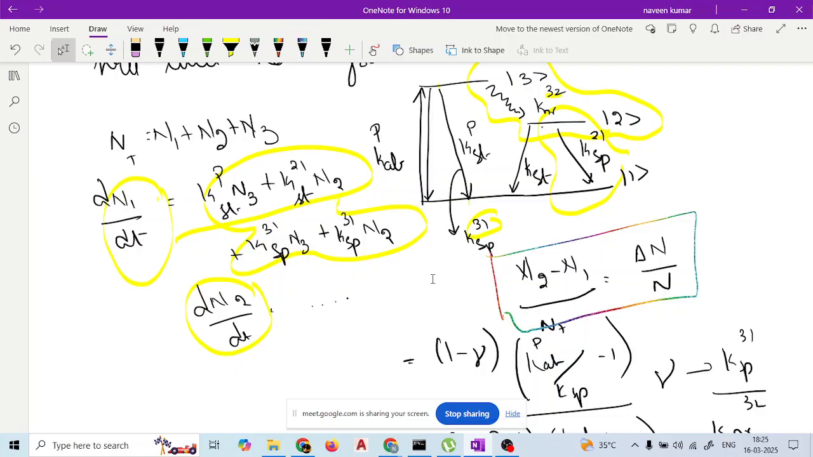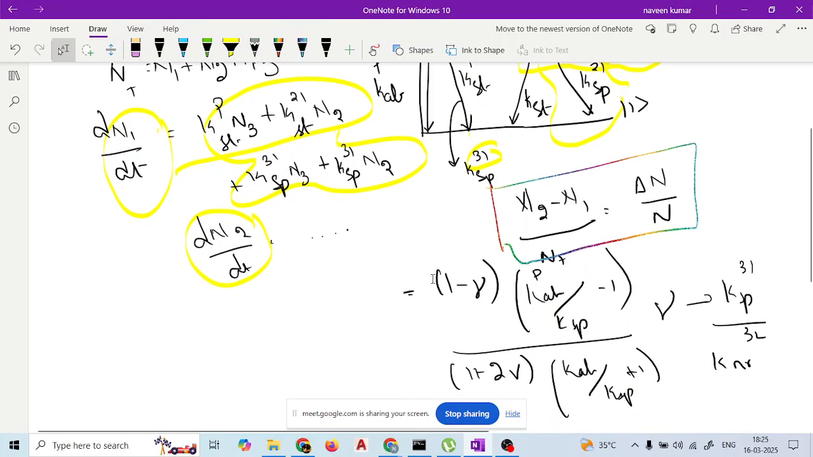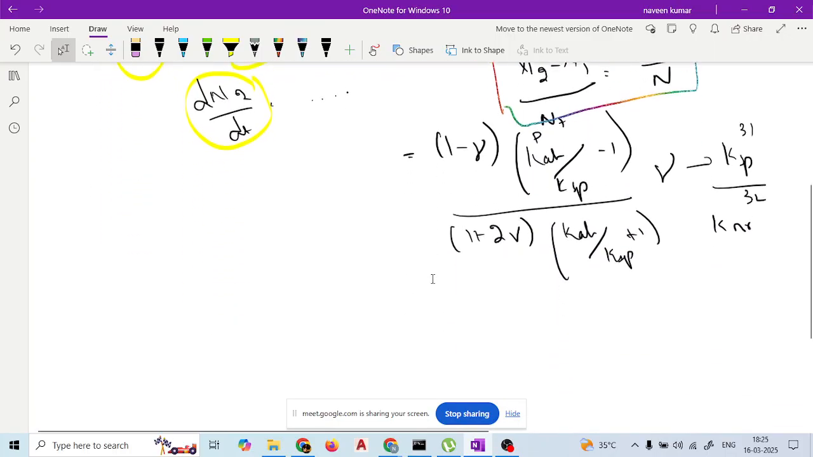Here we are representing this as gamma, and we will soon learn exactly what the gamma function is. K absorption divided by k spontaneous, minus 1, divided by 1 plus 2 gamma, k absorption by k spontaneous plus 1 also. So gamma here is in the case of spontaneous emission.